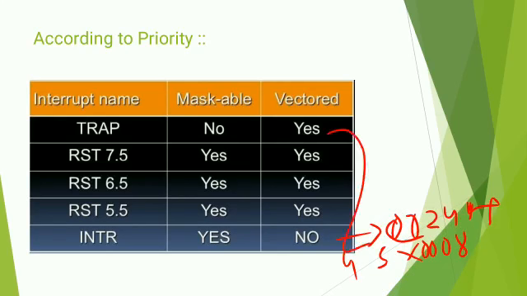This is for the TRAP. And for RST 7.5, 7.5 is multiplied with 0008 and we will get 003CH.